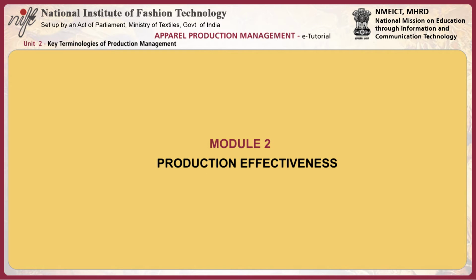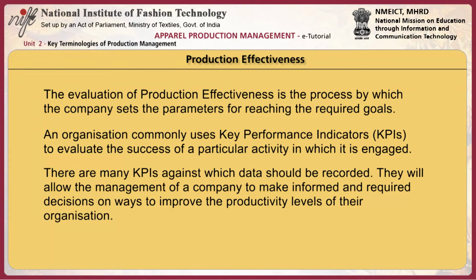The second module reviews the significance of production effectiveness with suitable examples from the garment manufacturing industry. Production effectiveness: the evaluation of production effectiveness is a process by which a company sets the parameters for reaching the required goals. An organization commonly uses KPIs to evaluate the success of a particular activity in which it is engaged. There are many indicators or KPIs against which the data should be recorded, and that will allow the management of a company to make informed and required decisions on the ways to improve the productivity levels of that organization.